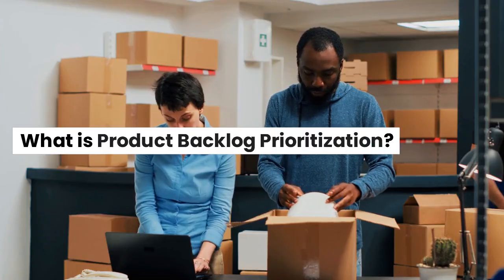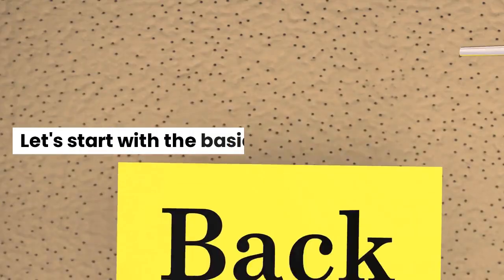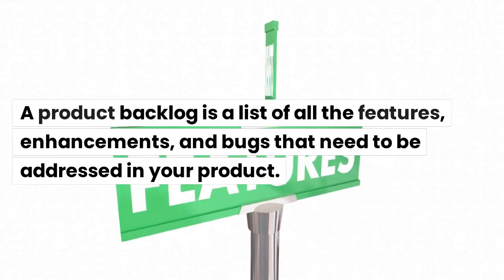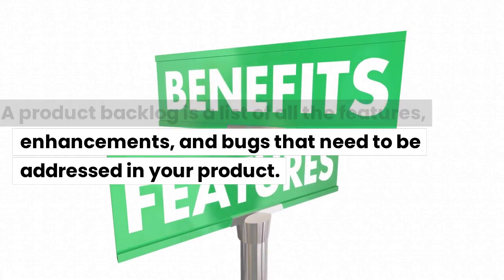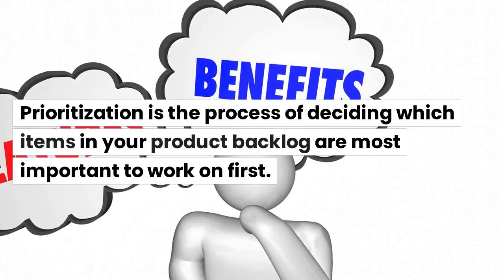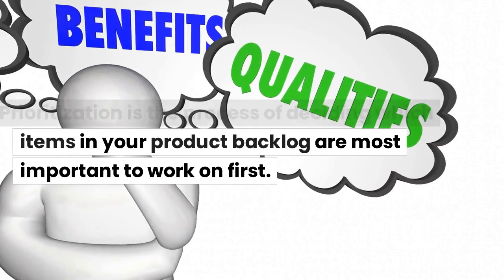What is product backlog prioritization? Let's start with the basics. A product backlog is a list of all the features, enhancements, and bugs that need to be addressed in your product. Prioritization is the process of deciding which items in your product backlog are most important to work on first.